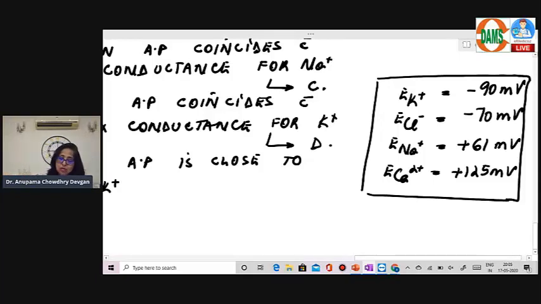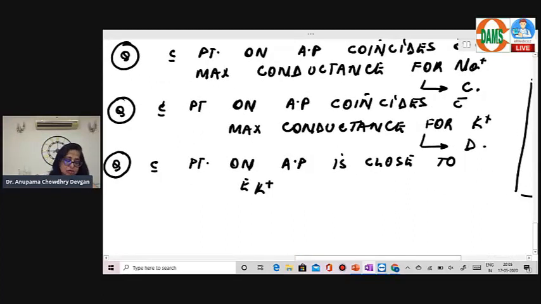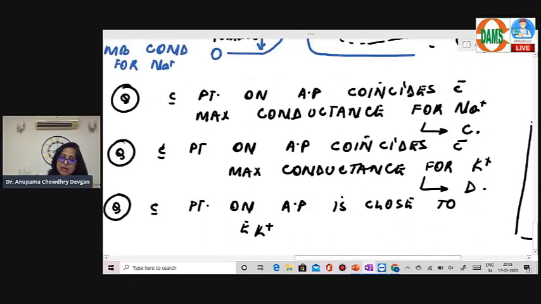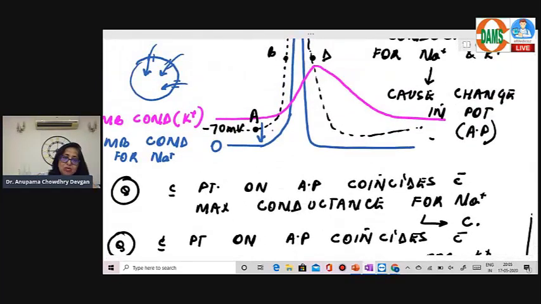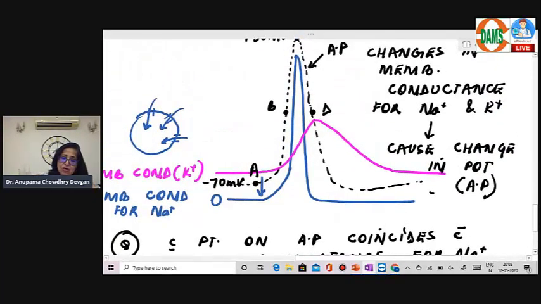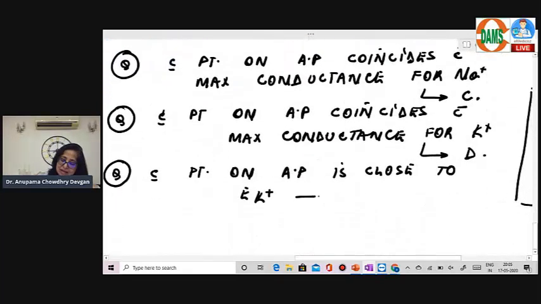Right? So my next question is, at which point on the action potential is close to the equilibrium potential of potassium? Remember, the equilibrium potential of potassium is minus 90. Which point will be closest to minus 90? A, B, C, or D? A. A is closest to minus 90. So which point on the action potential is closest to the equilibrium potential of potassium? A.